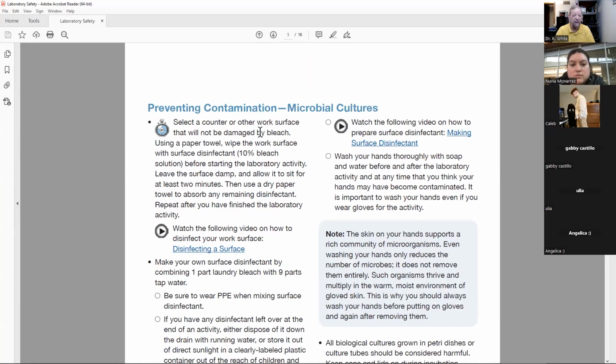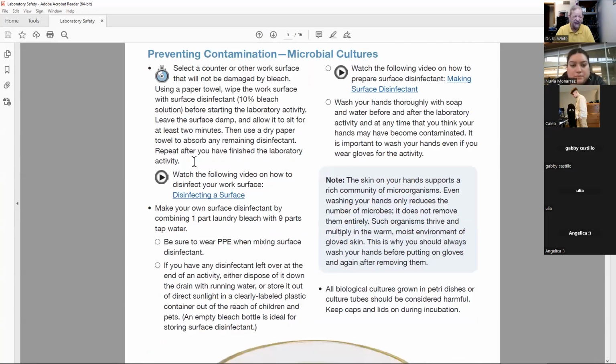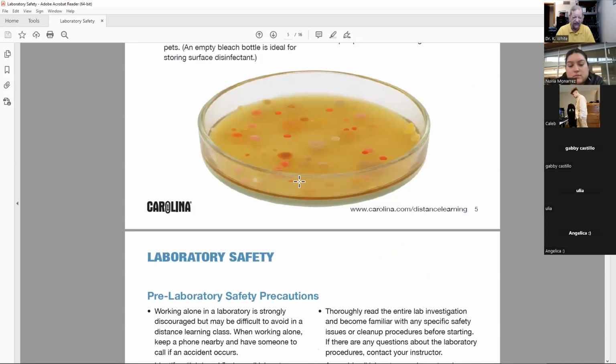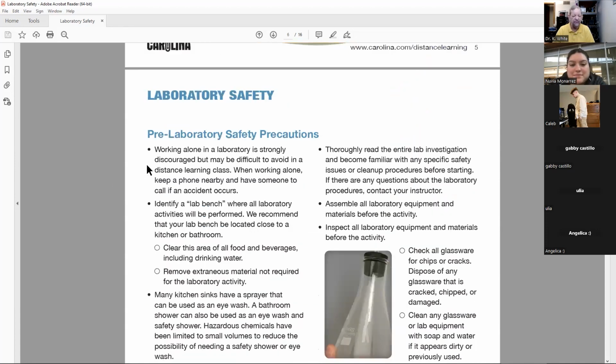They say it won't be damaged by bleach, but there's other things too that can be affected. You don't have to disinfect it because we're not doing biology. We're not using a petri dish. Well, I haven't said that word in eons. All right.